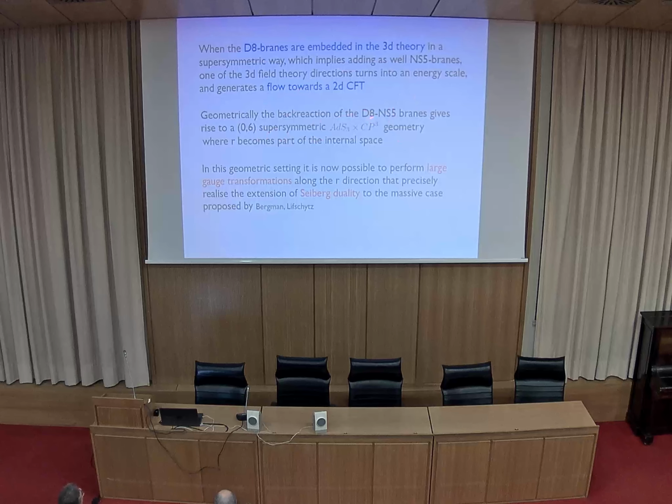Geometrically, the background of these branes that we are introducing, the D8 and the NS5 branes, gives a (0,6) supersymmetric geometry, which is this AdS3 cross that we have analyzed, in which this direction becomes now part of the internal space. And now in this geometric setting is where we are able to realize Seiberg duality in terms of large gauge transformation.